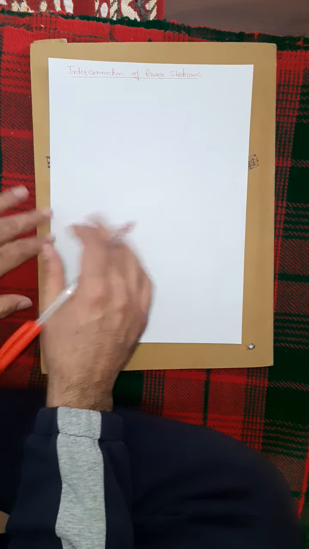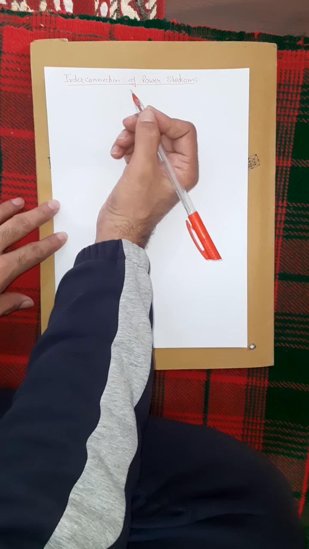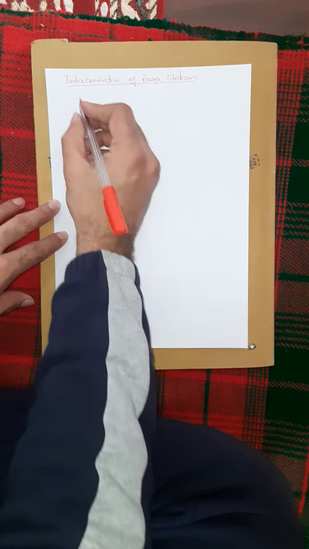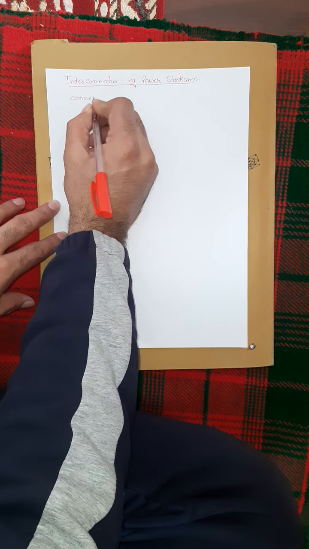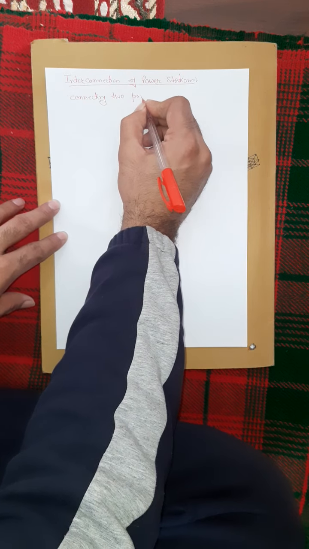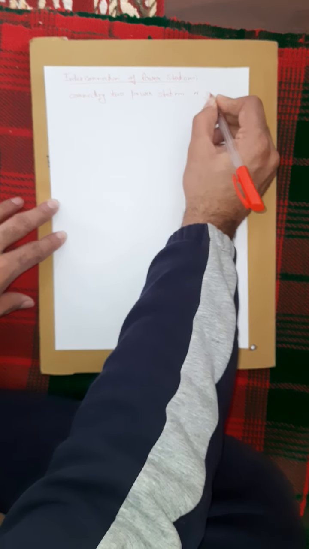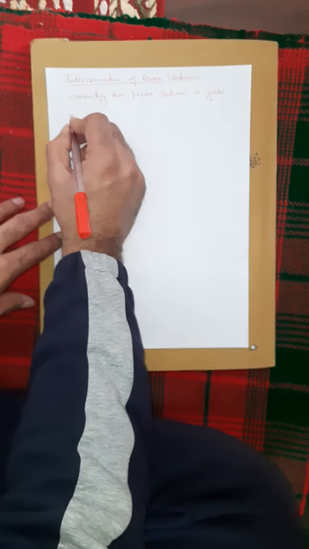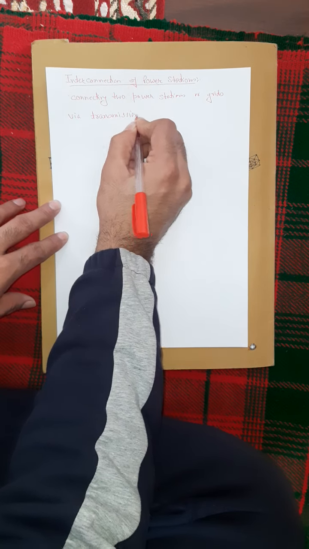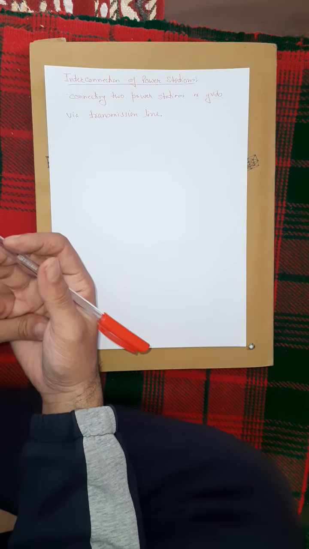So what do we mean by the interconnection of power stations? By interconnection of power stations, we mean connecting two power stations or grids via a transmission line or tie line. This is known as the interconnected grid system.